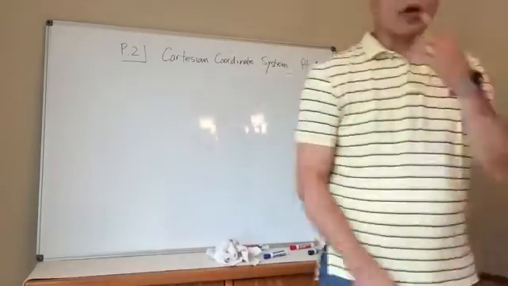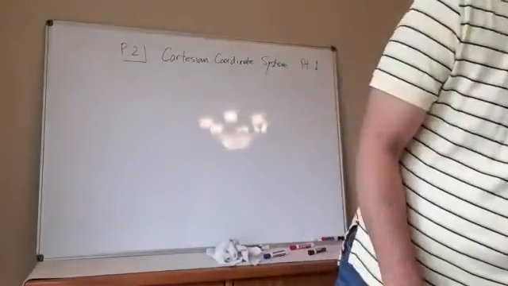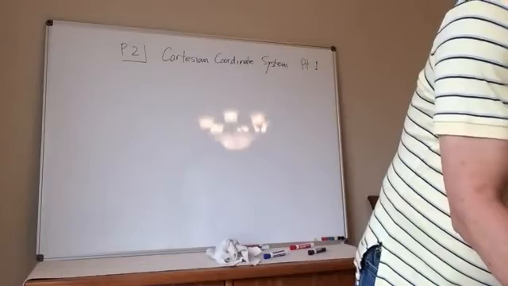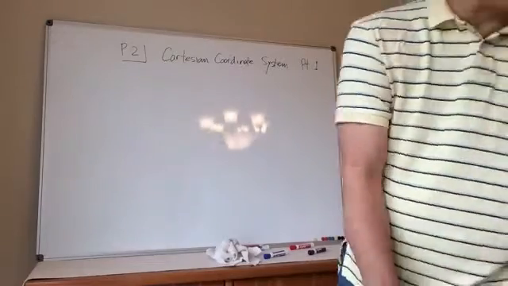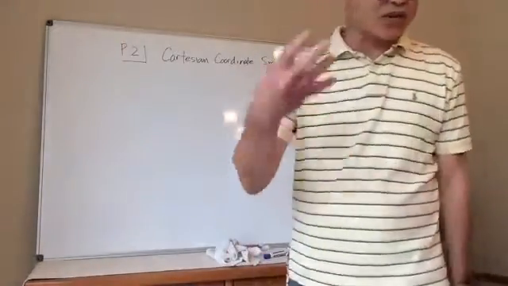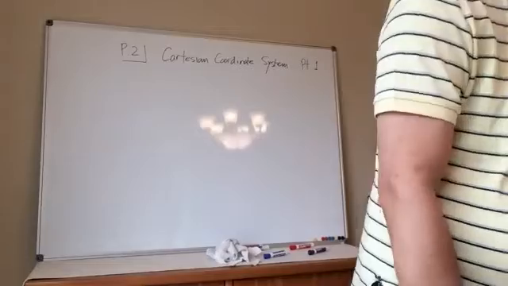All right, today we're going to do P.2. P.2 is Cartesian coordinate system. This obviously is a review. We're continuing with our review.